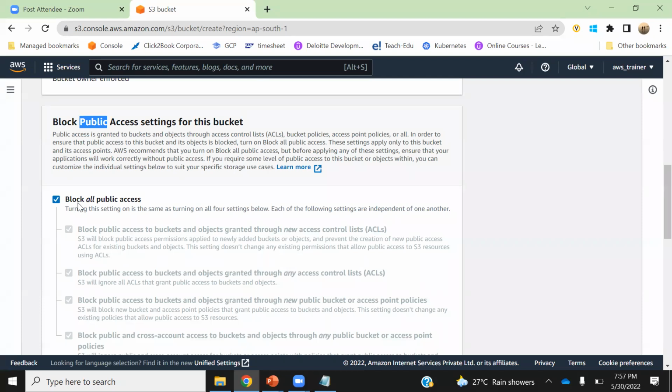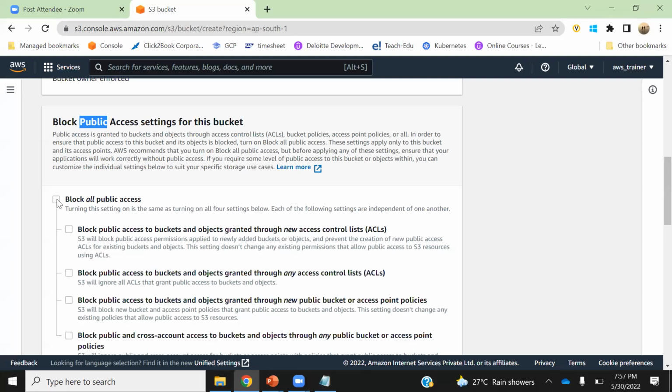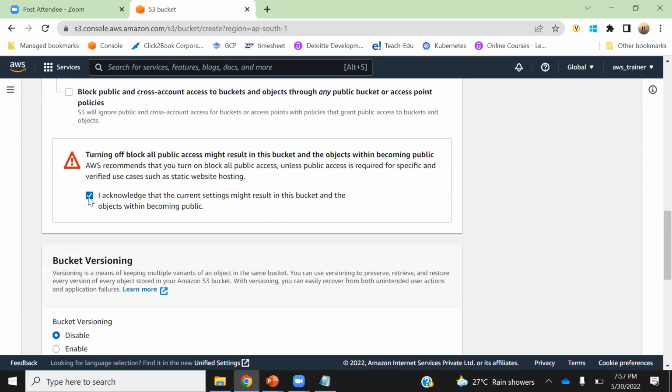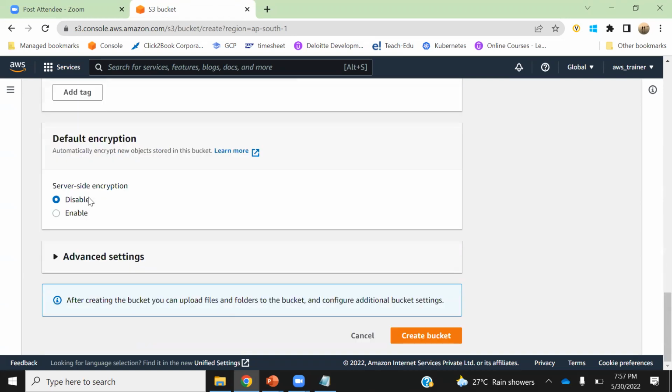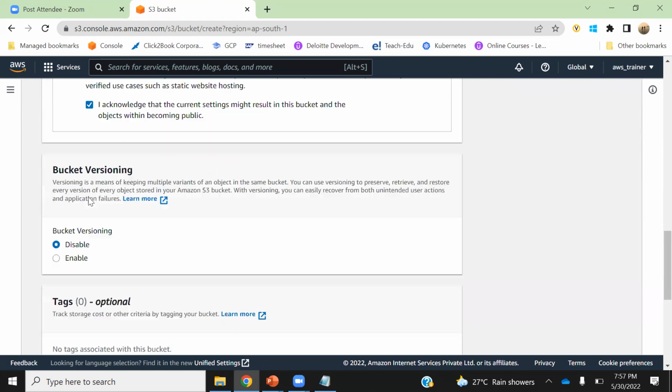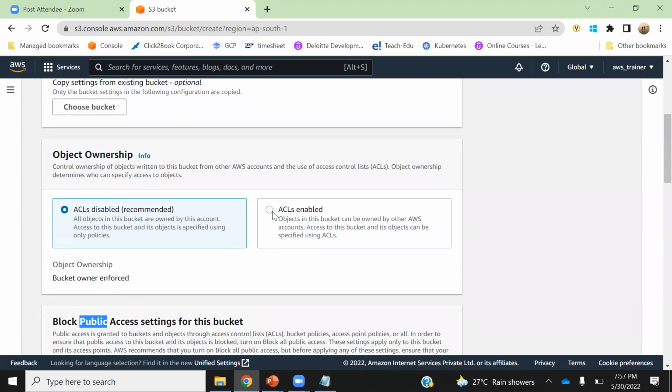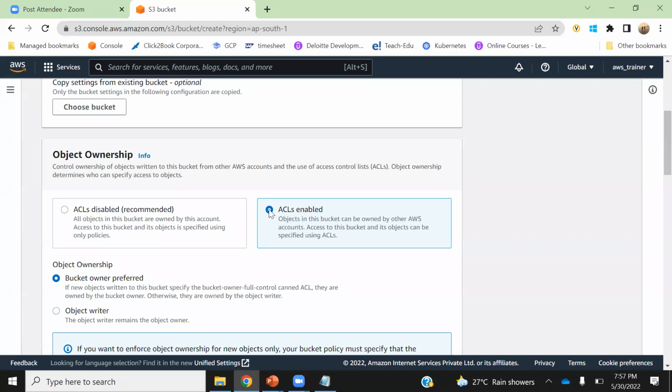How to make it public? When you start, all the public access is blocked. Unblock this. The moment you unblock the public access, it gives you a warning. I say, I acknowledge, don't worry. Go ahead and say create. But before creating, I will also do one more thing. I will enable this ACL, access control list.